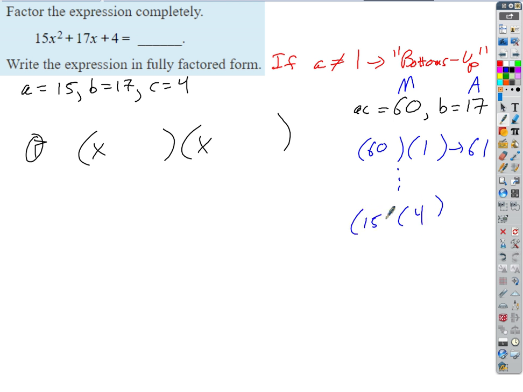So 4 times 15, what's that add to? Okay, we're getting close, right? We just gotta get them a little bit closer, don't we? 5 and 12. There's our winners, right? Magic numbers that multiply to 60, A times C, and add to B, 17. So plus 12 plus 5. But remember, bottoms up, that's clearly not the answer, because if I multiply those out, I'm not getting that, am I? Right? So what's the next part of bottoms up?